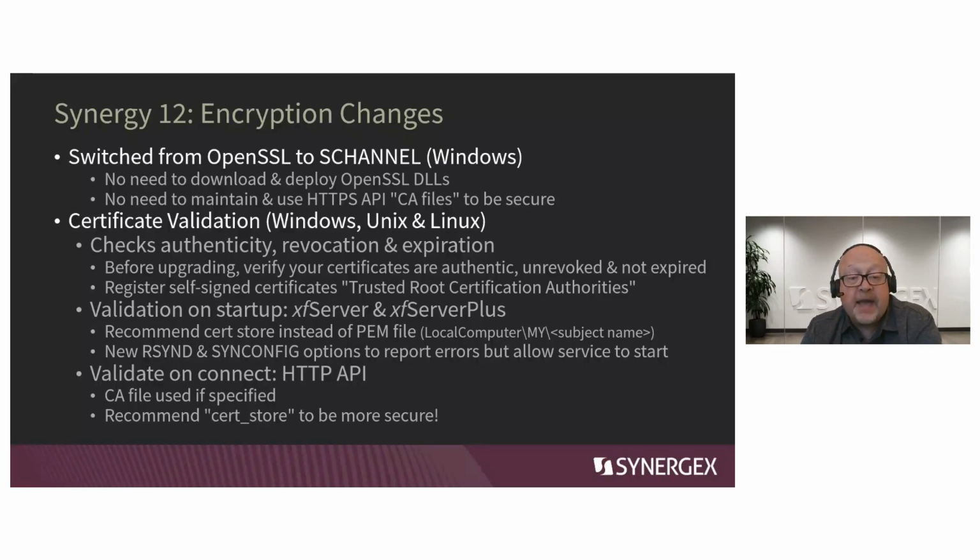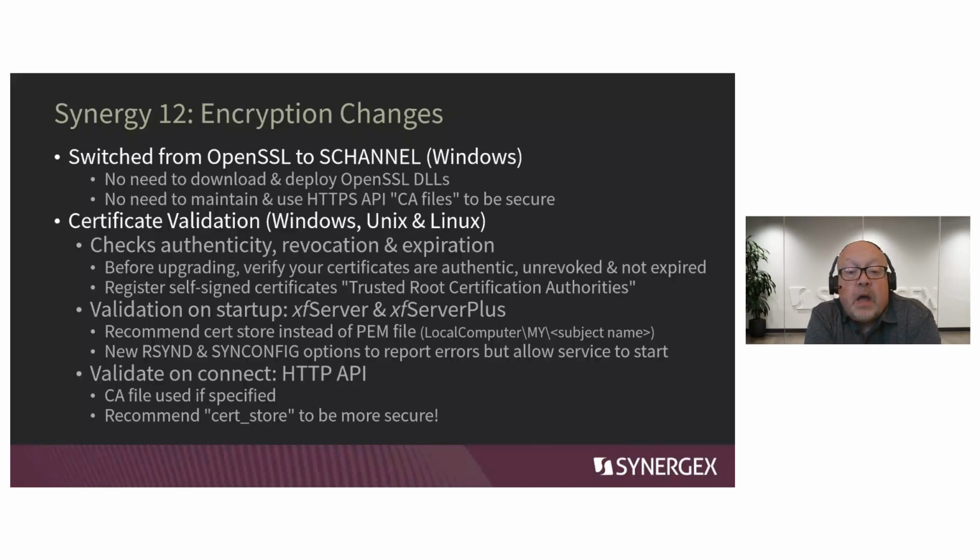Once again, this mechanism is still supported, but in Synergy 12, a much simpler alternative is simply to pass the literal value cert_store to the CA file parameter of the various HTTP API routines. Doing so instructs the Synergy runtime to validate the certificates directly against the trusted root certification authorities list in the Windows Certificate Store.